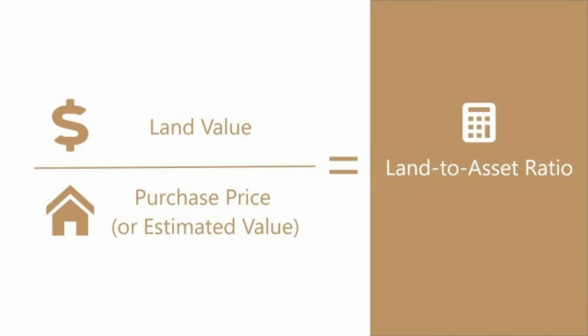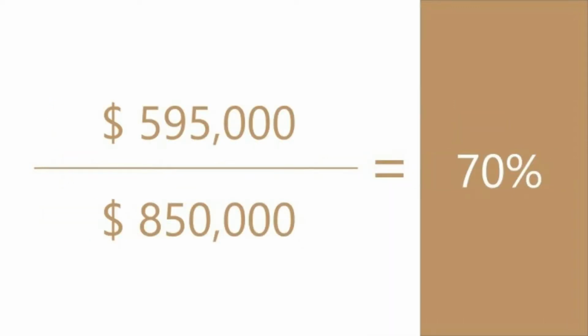If you have a look at this image in front of you, the land to asset ratio is a fundamental criteria that helps to assess the quality of an investment property with the emphasis of determining its capital growth potential. It is the proportion of the overall property value made up of the land component. You'll see it's the land value divided by the purchase price or the estimated value, which ultimately equals the land to asset ratio.